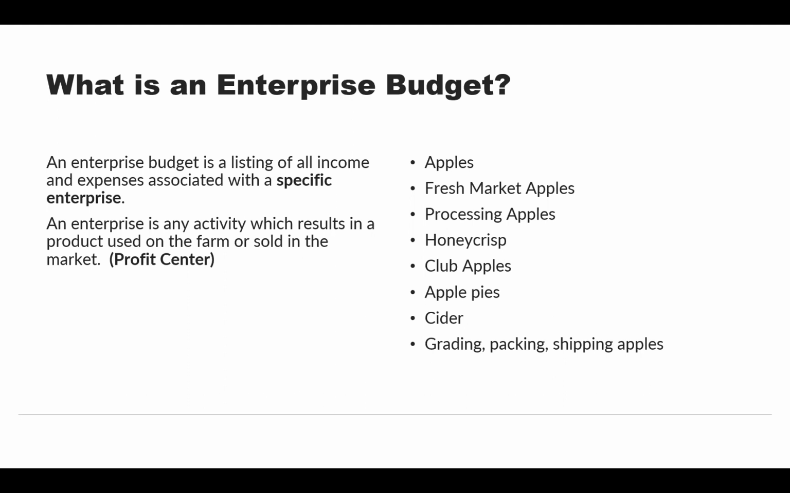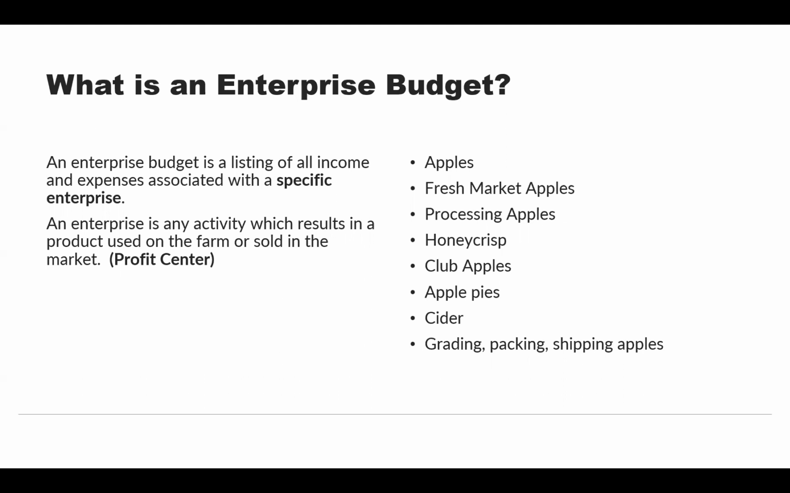And an enterprise, and we've defined this earlier, is any activity which results in a product used on the farm or sold in the market. So your profit centers are enterprises. And once again, those can be defined differently. An enterprise could be apples as a whole, depending on your business. It could be fresh market apples. It could be processing apples. It could be Honeycrisp, a specific variety of apple. It could be a class of apples like club apples.